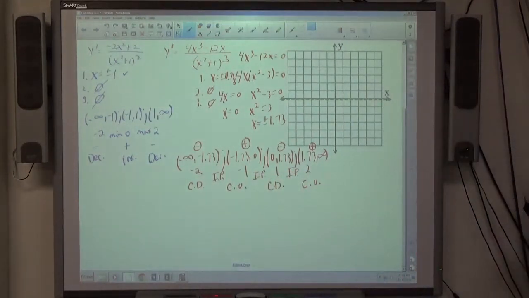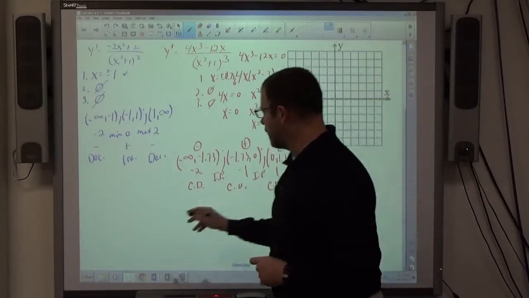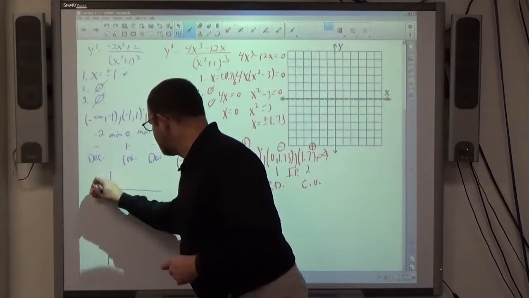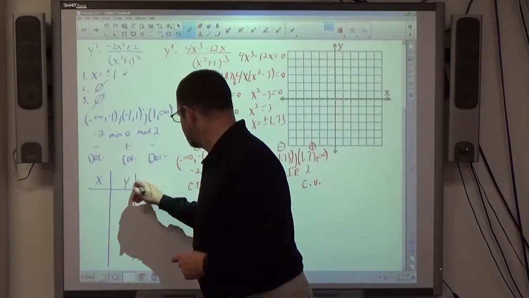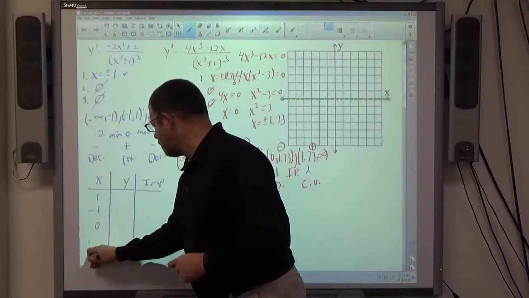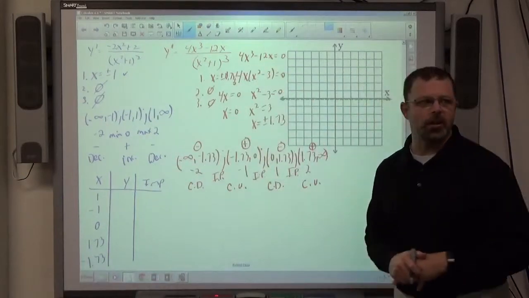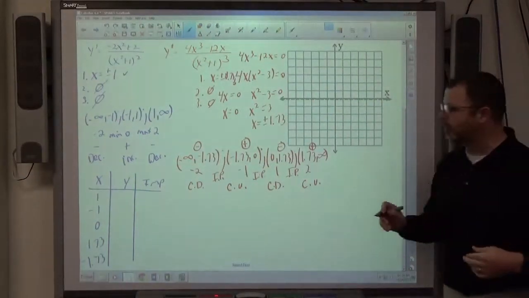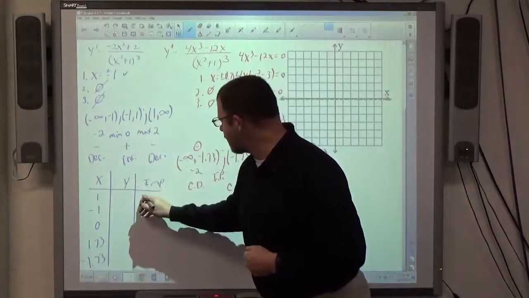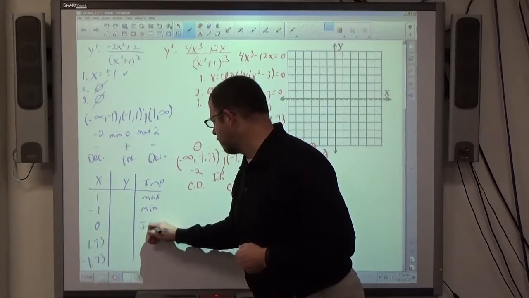So just like that, I found 5 critical numbers altogether. That gave me 5 values of x that are very important, right? So if I want to do an xy chart at this point, I'm going to put 1 and -1, 0, 1.73, and -1.73. All 5 of those values of x are going to be useful because they have some importance. 1 is a maximum, -1 is a minimum. All 3 of these are inflection points.